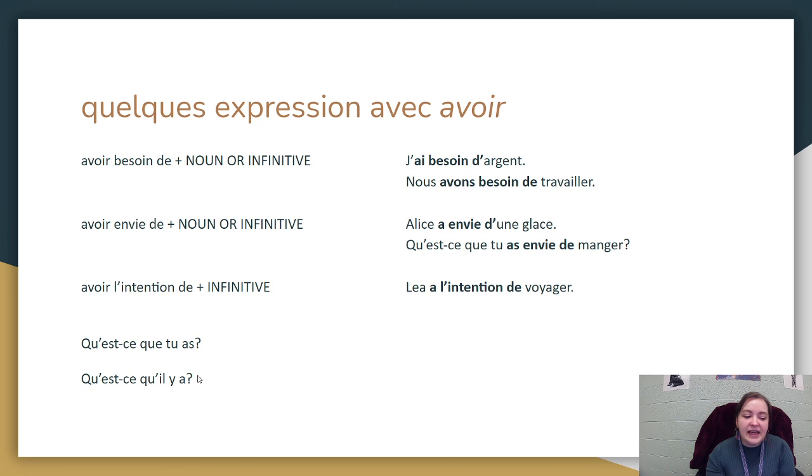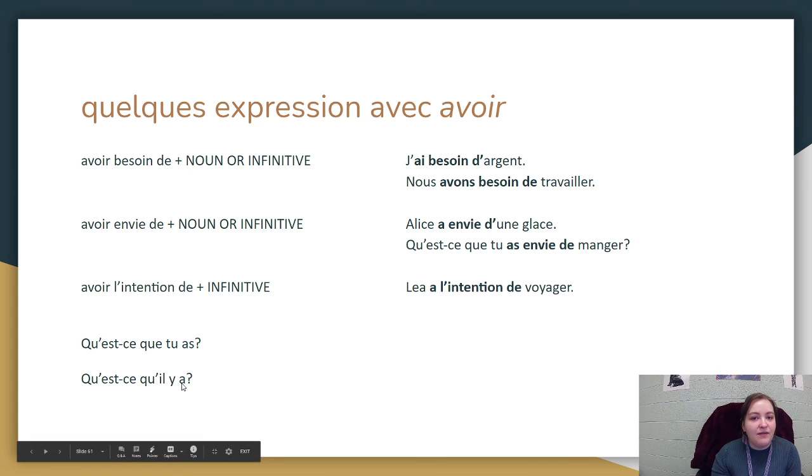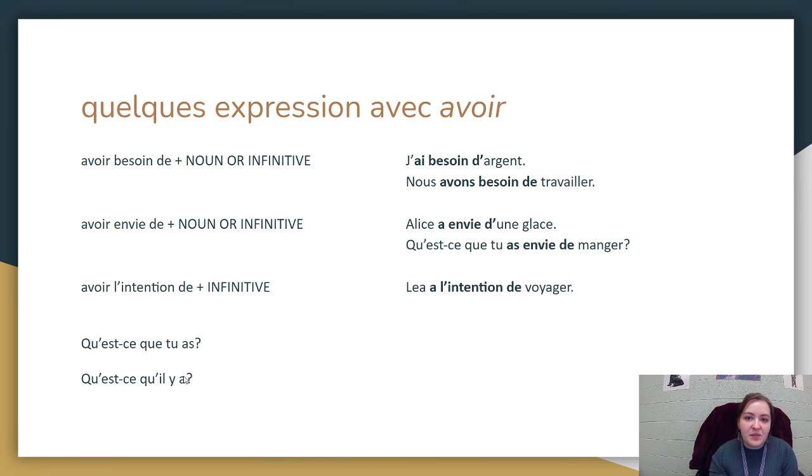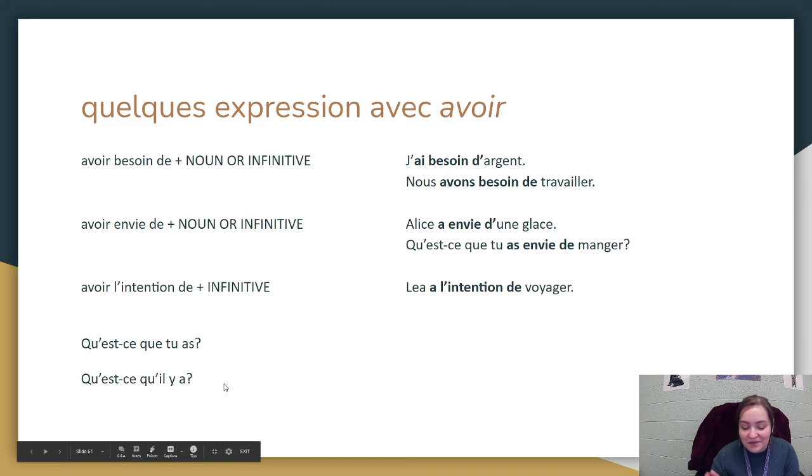And then, qu'est-ce qu'il y a? This one means like, what happened? Or what's wrong? What's the matter? And you can see here the avoir in this one appears at the end of the sentence, just like it does here. But this phrase, il y a, you probably remember from French 1, and it means there is or there are. So what is it that there is? That's what this means, word for word.